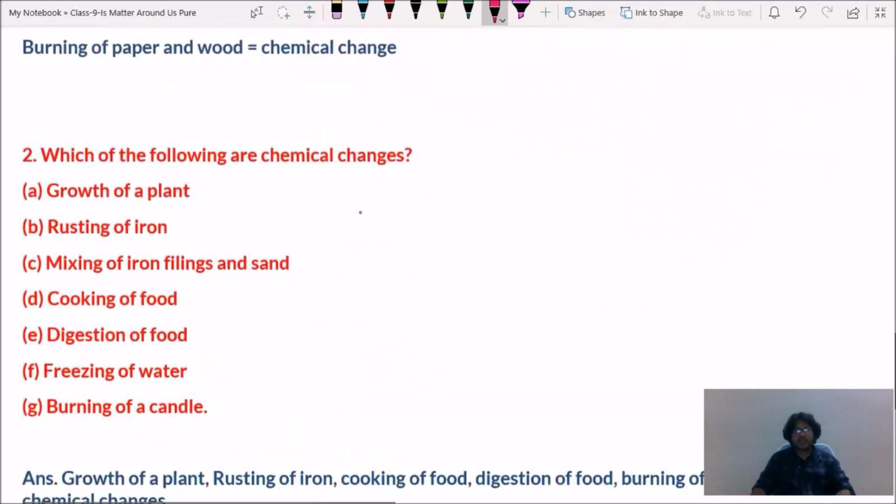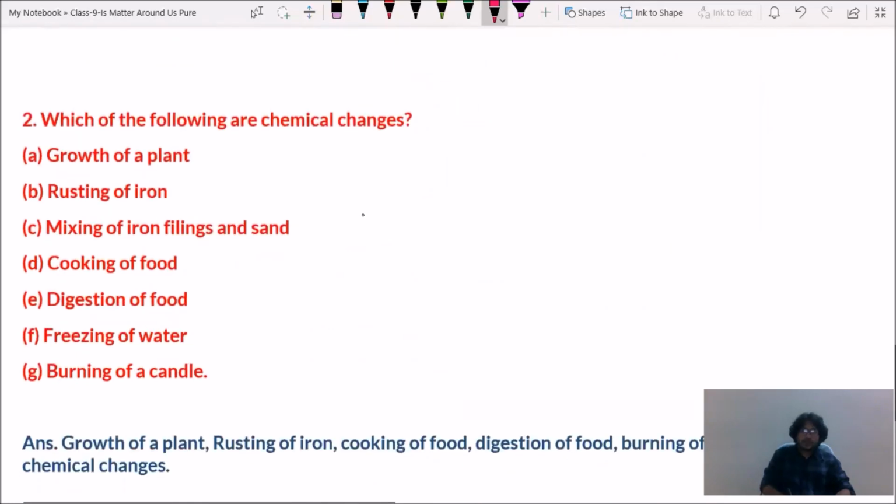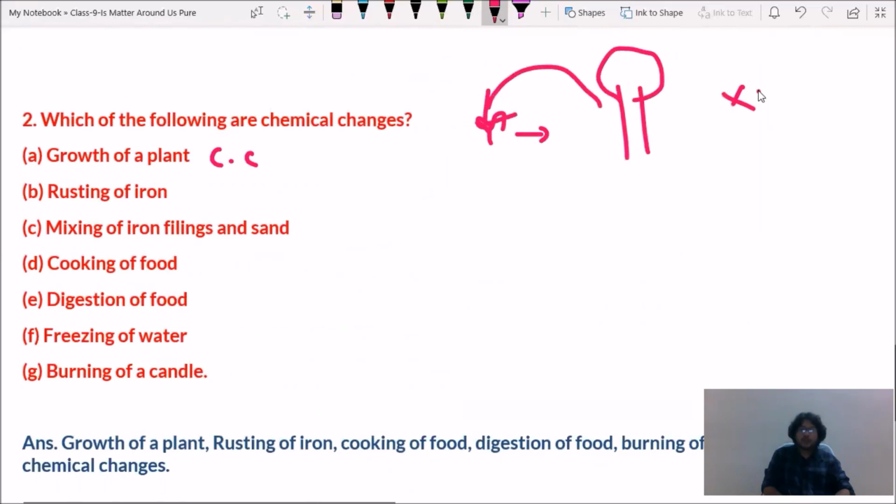Let us take another example. Which of the following are chemical changes? First one, growth of plant. You see, growth of a plant is of course a chemical change, because that small plant after some years or some months will become a very big tree. Again, that tree cannot become a small plant. Not reversible, so it is a chemical change. Rusting of iron. Yes, rusting of iron is a chemical change.